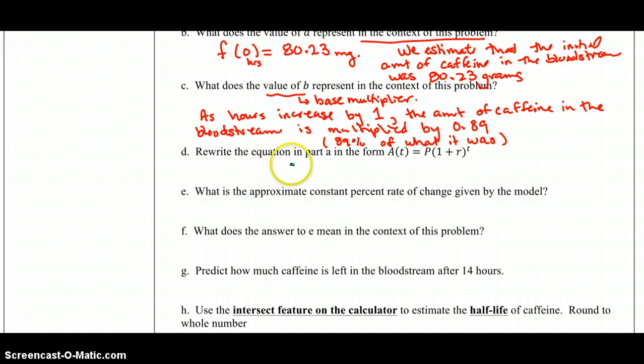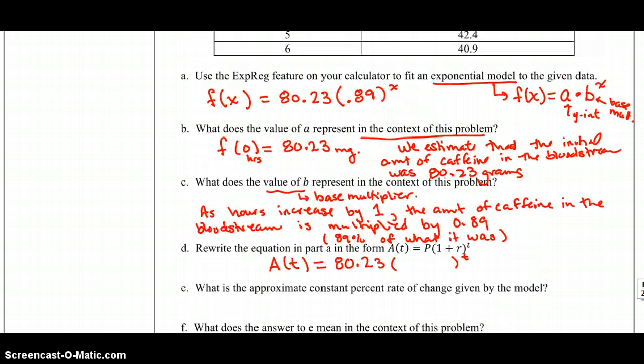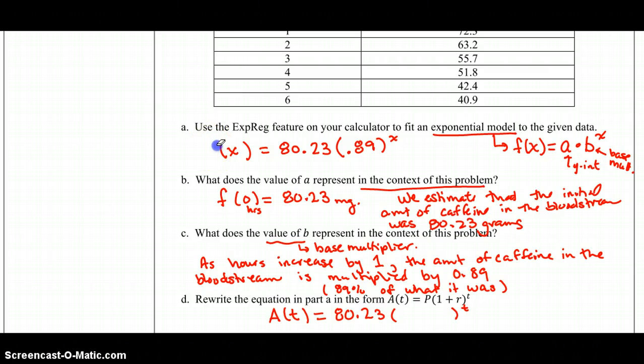So now we're asked to rewrite the equation in part A in this form, kind of like we did with our money that was exponentially growing. Only in this case we have caffeine that's exponentially decaying. It's getting less and less as time goes by. So if we write it in this form, we would have A of t equals our initial value, 80.23, and our power t. Let's go back up here and use that notation to begin with: the amount of caffeine in the system at time t.